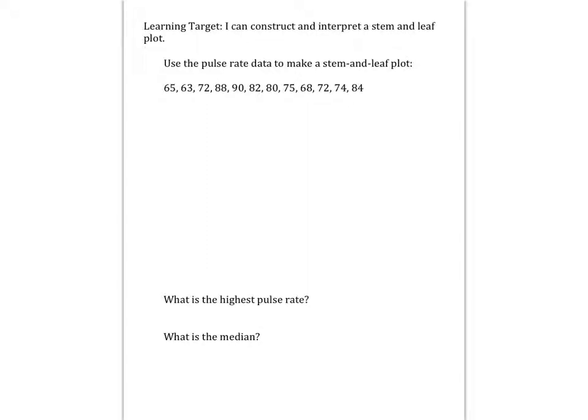Today's learning target is I can construct and interpret a stem and leaf plot. Use the pulse rate data to make a stem and leaf plot. So let's go ahead and make our stem and leaf plot and look at how it's set up. I'm going to make one side that's a little bit smaller that says stem, and then one side that says leaf. And now what this plot does is it breaks up the numbers for the ones and tens digits.